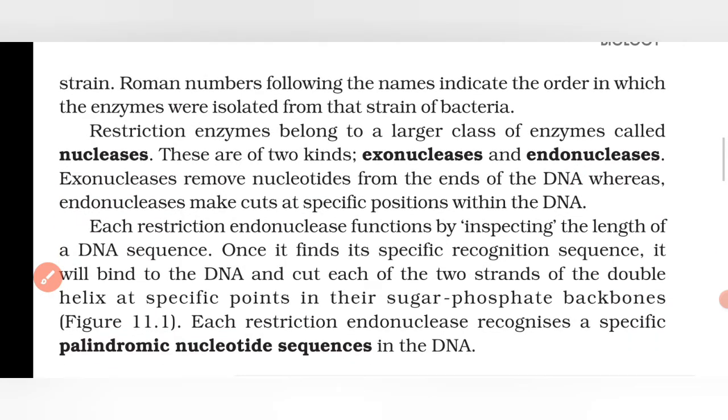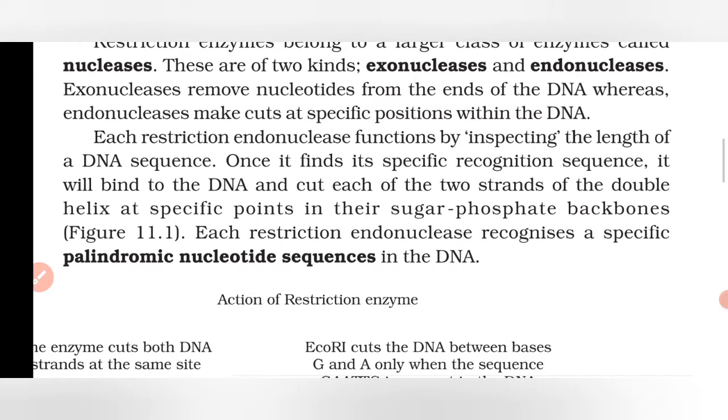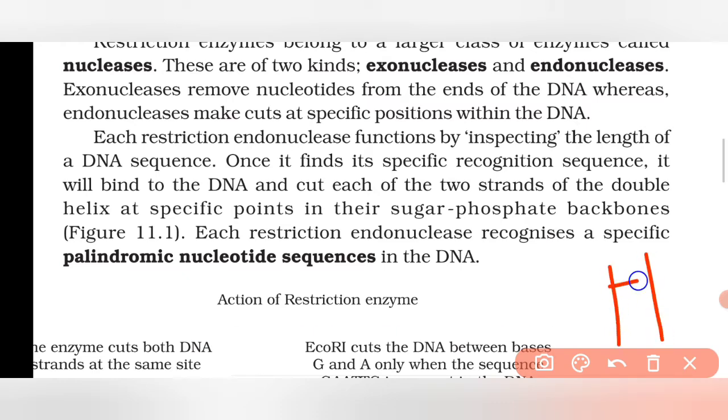Each restriction endonuclease functions by inspecting the length of the DNA sequence. Once it finds its specific recognition sequence, that is the palindromic sequence, it will bind to the DNA and cut each of the two strands of the double helix at specific points in their sugar phosphate backbone. If suppose this is the DNA, then it will make a cut here, like this, on both the strands.